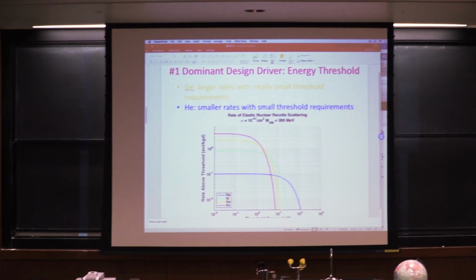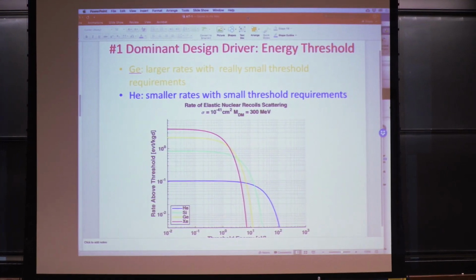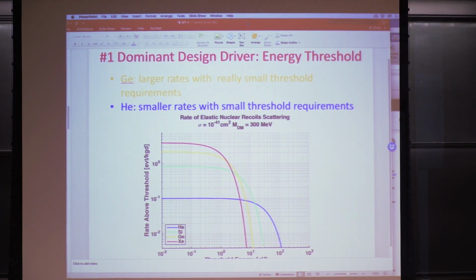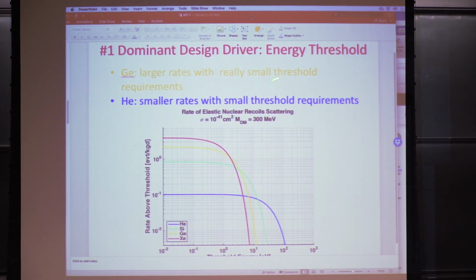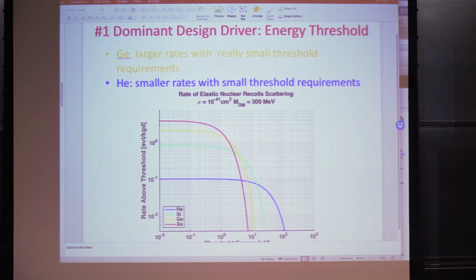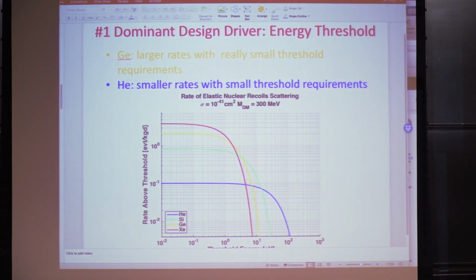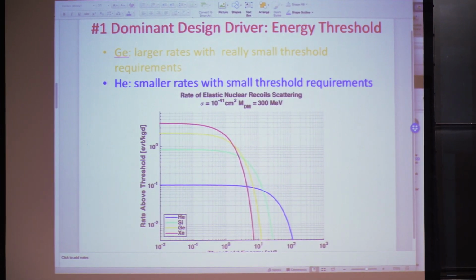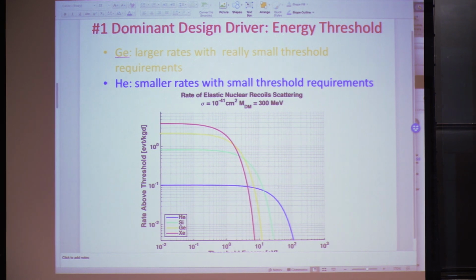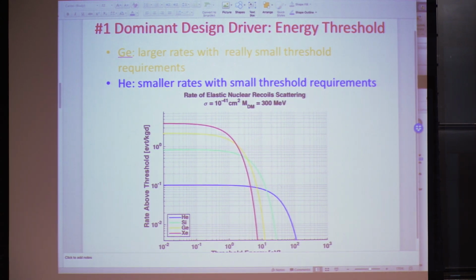The moral here is that for this range, really the dominant design driver is energy threshold. This is in contrast to the high mass range, where we found that the dominant design driver was really just that you needed to have a big thing, right? You needed to have a huge detector. Here you don't need to have that. The real key is you just need to have a really excellent energy threshold.